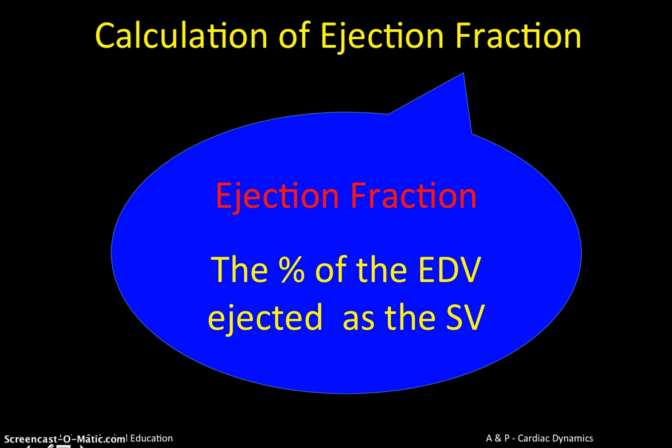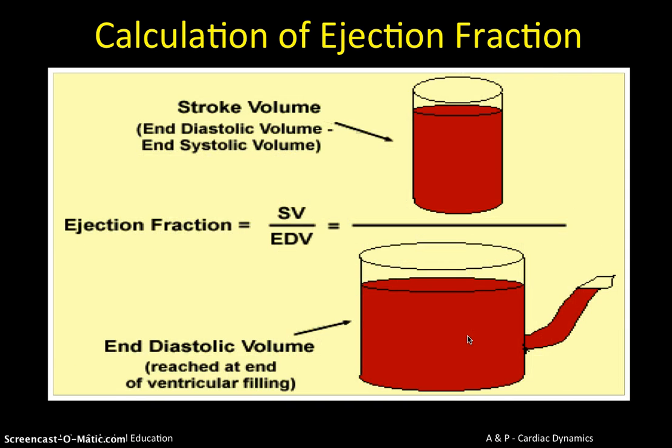So ejection fraction basically is a way of describing what we've just talked through, but as a fraction or as a percentage. So ejection fraction is the percentage of the end diastolic volume that you eject as the stroke volume. How much, what proportion of your filled volume do you actually eject? This might show you a little bit more easily.